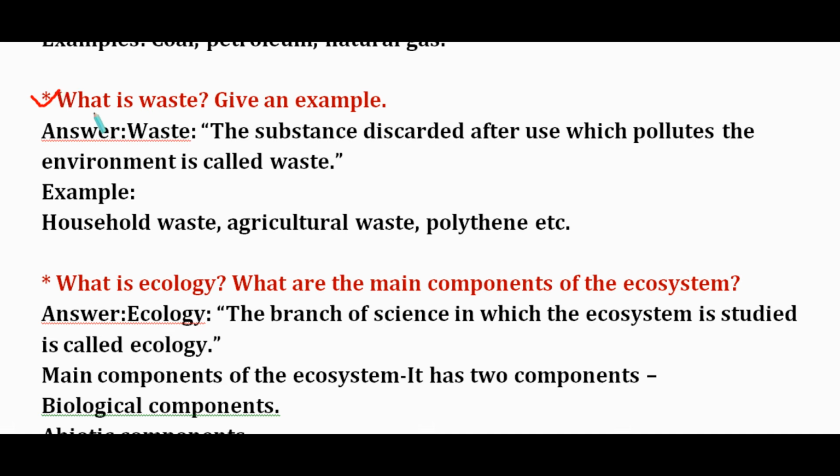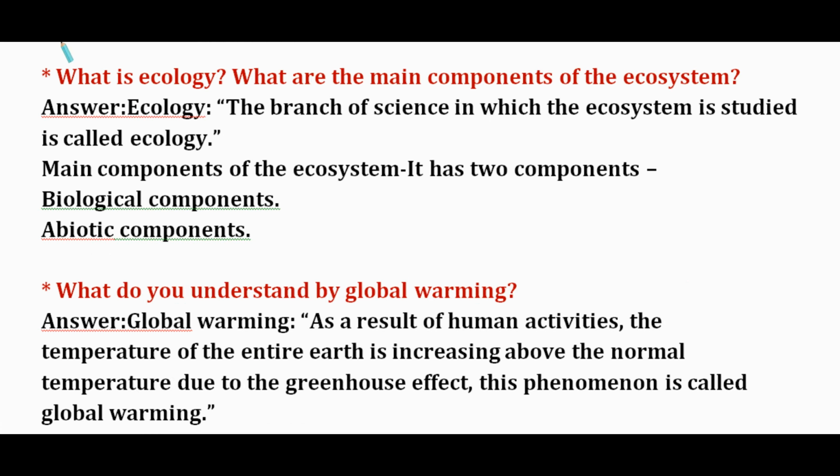Now the question is, what is waste? Give an example. Waste: the substance discarded after use which pollutes the environment is called waste. Examples: household waste, agriculture waste, polythene, etc. Now the question is, what is ecology? What are the main components of the ecosystem? The branch of science in which the ecosystem is studied is called ecology. The ecosystem has two main components: biotic components and abiotic components.